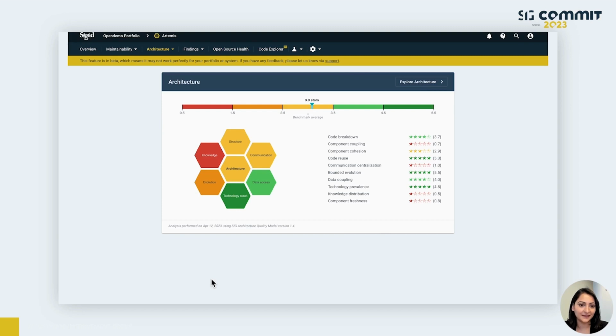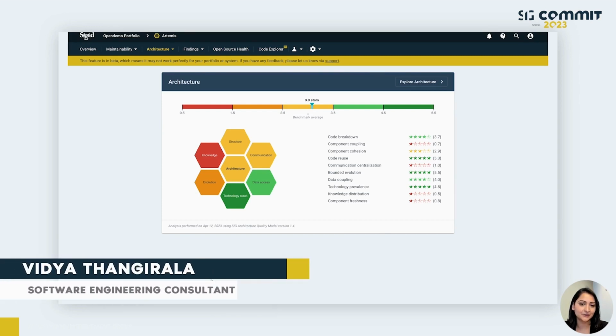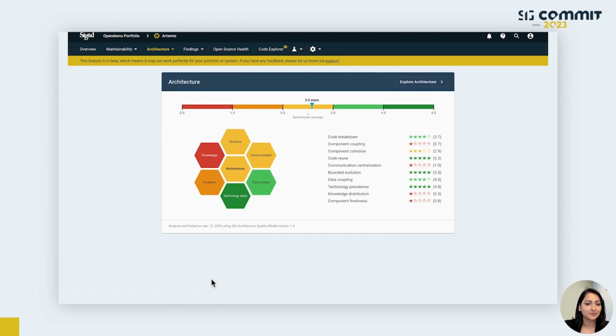Thanks, Jasper. Now let's take a look at our Sigrid platform, specifically the architecture module, to see how a solutions architect would go about doing an impact analysis of our system. So to provide you with some context, what you're seeing on your screen here, on the left-hand side, those hexagonals are the 6 quality characteristics of a systems architecture. And on the right-hand side are things that you can measure within the code base.